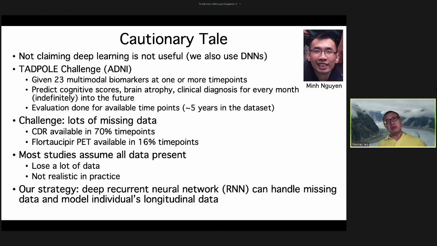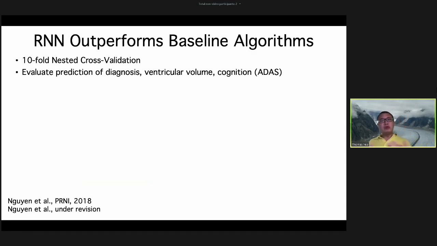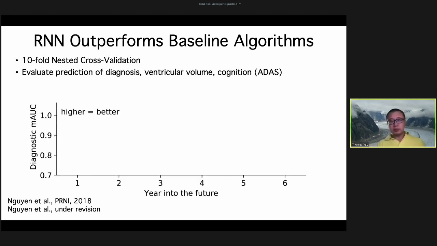Therefore, Ming developed a deep recurrent neural network algorithm that can handle missing data. Because this is longitudinal data, we felt that recurrent neural networks should be perfect for this task, because a recurrent neural network should be able to encode long-term patterns in the data. So we perform tenfold nested cross-validation, and we evaluate prediction performance for clinical diagnosis, ventricular volume, and cognition. The results are consistent across all measures, so I'll just show you the clinical diagnosis results.